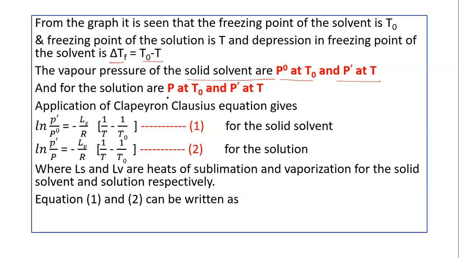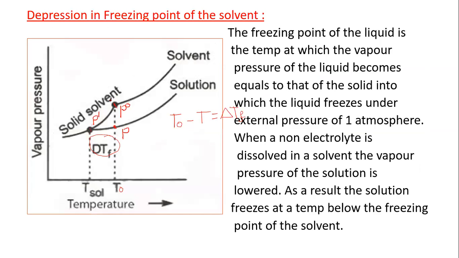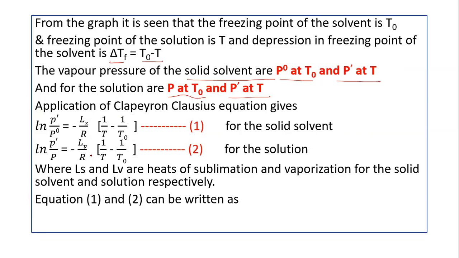At vapor pressure P, the corresponding temperature is T0, and at vapor pressure P dash, the corresponding temperature is T. You can see here, we can select the 2 points on the solution curve. Now we can apply the integrated form of the Clapeyron-Clausius equation to the 2 curves, for the solid solvent and for a solution.